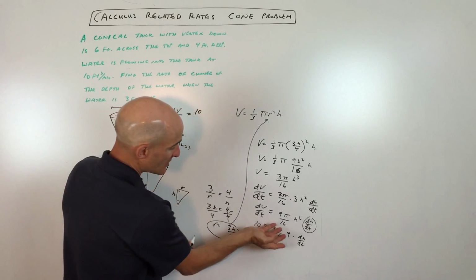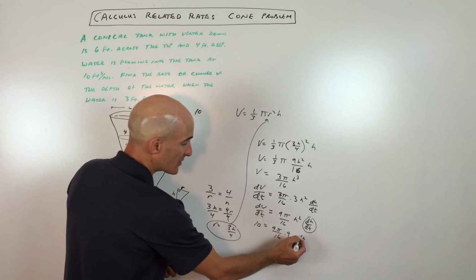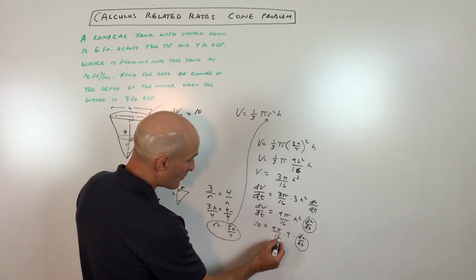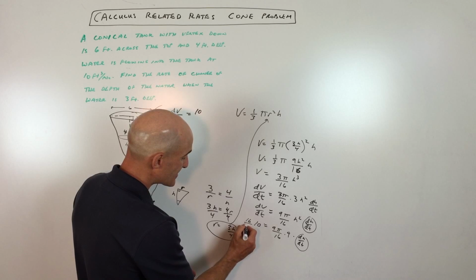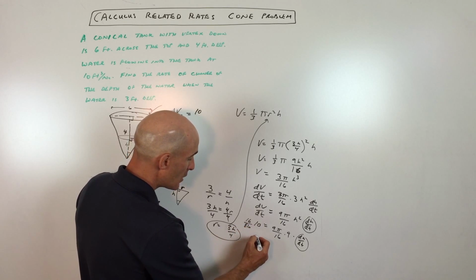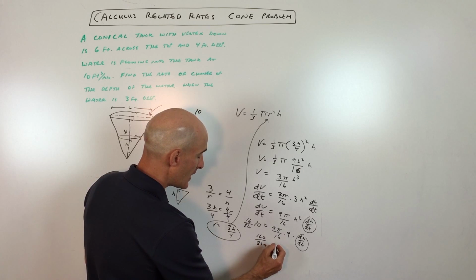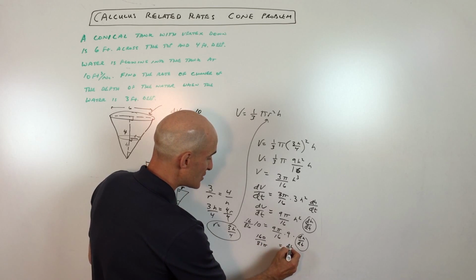The only thing we have to do is multiply by the reciprocal to get dh/dt by itself. So we'll just do that math real quickly. This is 81 pi over 16, so I'm going to multiply by 16 over 81 pi, which gives you 160 over 81 pi equals dh/dt.